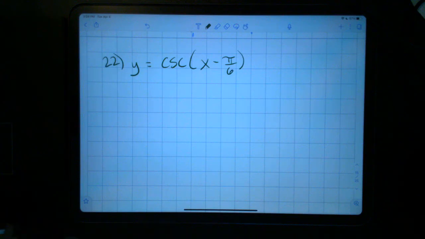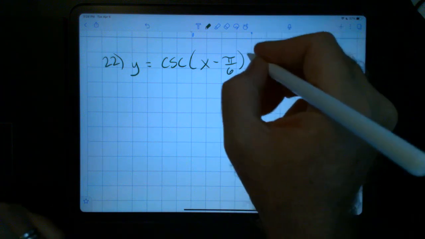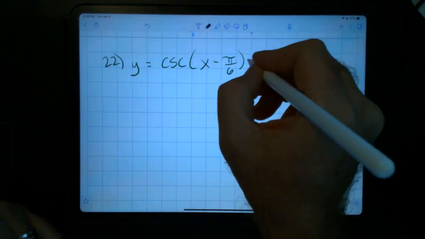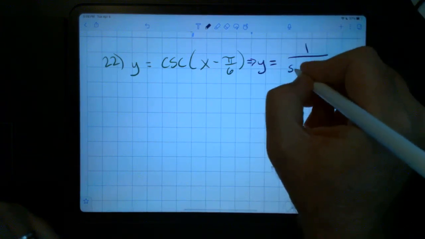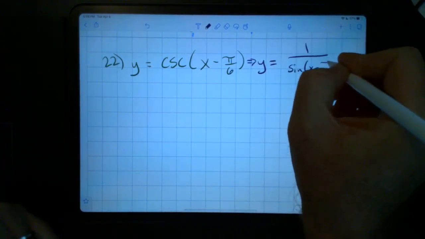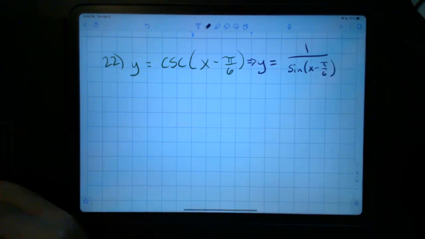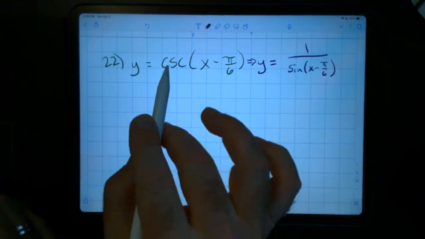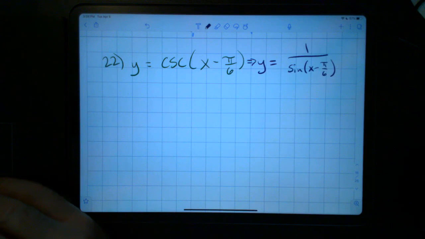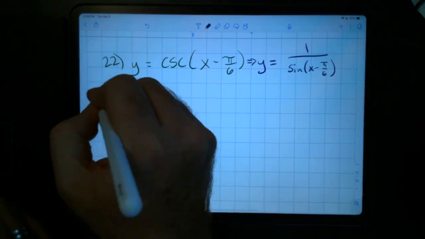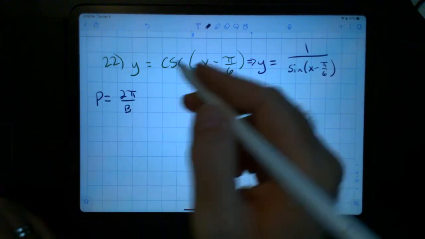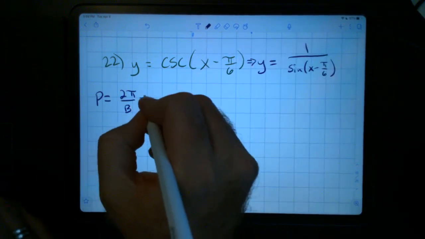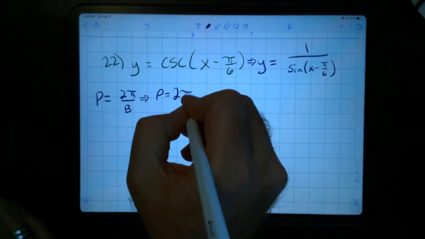Hello. Here I'm going to graph y equals cosecant of (x minus pi over 6). Remember, this is the same thing as 1 divided by sine of (x minus pi over 6), because cosecant is the inverse of sine. So some things we need to look at. The period is going to be 2 pi over b. Since your b here is 1, this implies that the period is equal to 2 pi.